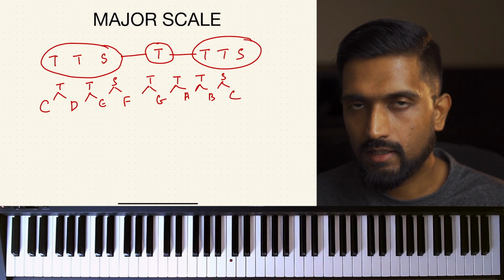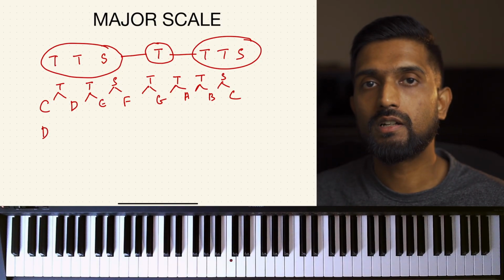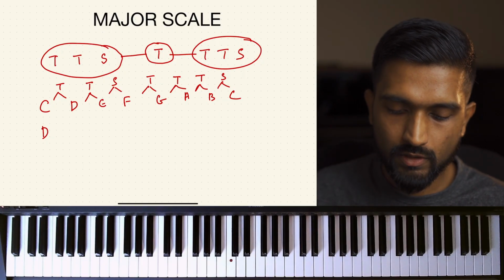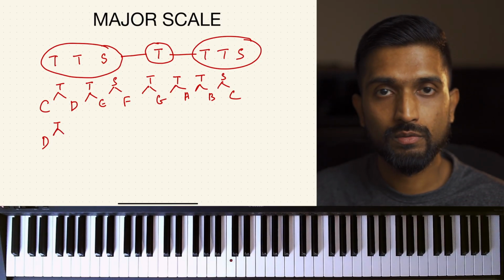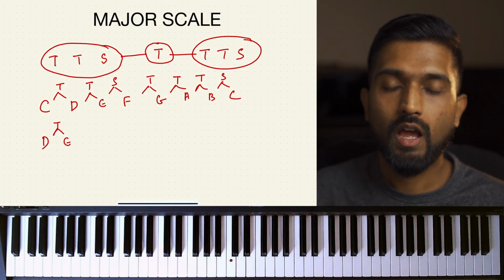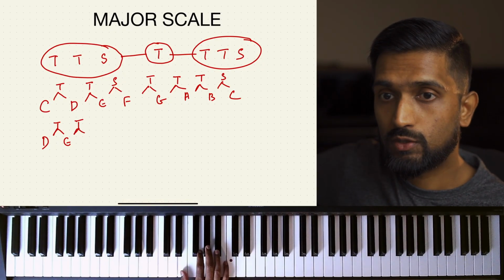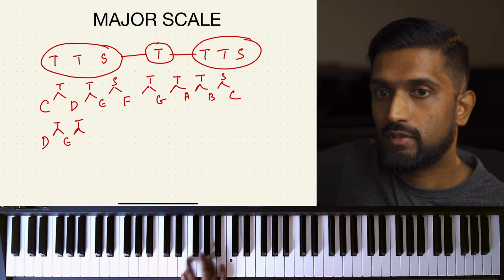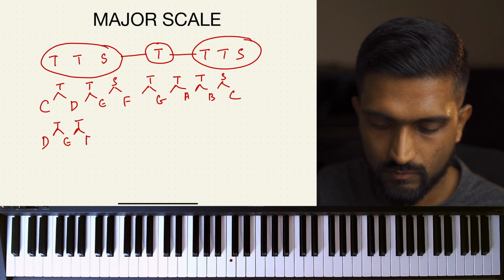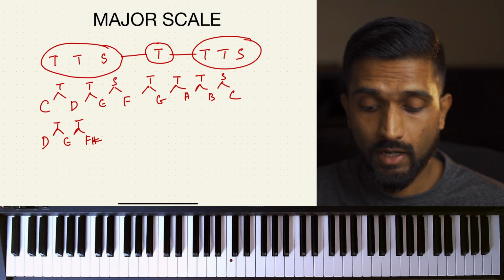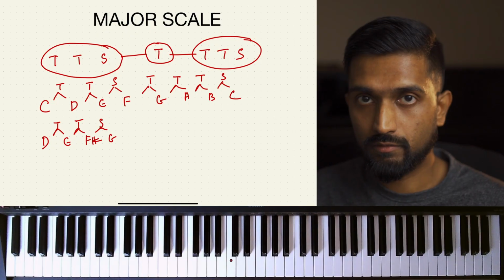Let's take D, for example. Let's try and construct the D major scale. Now we're going to apply the same formula. So you have D, a tone from D gives you E. A tone from E gives you what? This is E. A tone from E doesn't give you F. A tone is 2 semitones, so you go to F and then the black key, which is an F sharp. So you get F sharp. And now a semitone from F sharp gives you G. So the first part of the formula is completed.